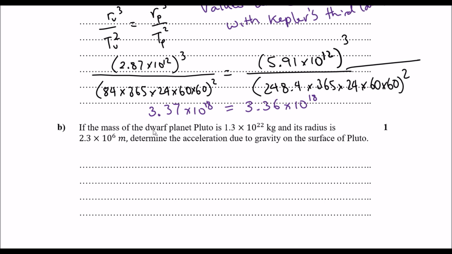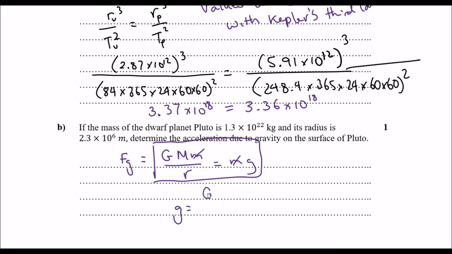Next one. If the mass of the dwarf planet Pluto is this value here and its radius is this, determine the acceleration due to gravity on the surface of Pluto. Okay, so if you recall, gravitational force can be written in two forms. This one here and this one here. We want to find little g here, so we'll equate this equation together. We don't need the smaller mass. Okay, that's irrelevant. So little g equals big G M over r squared.